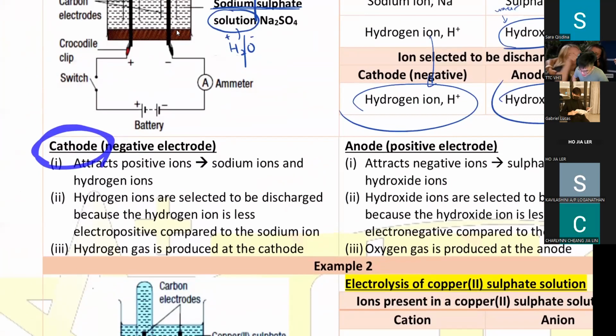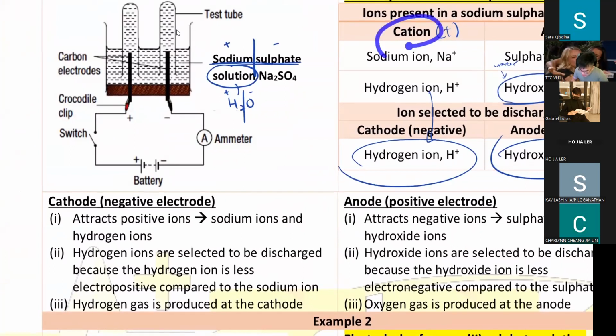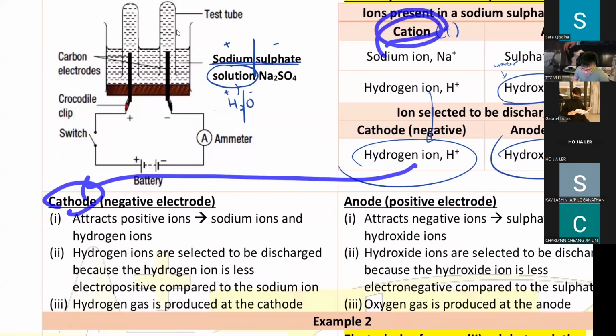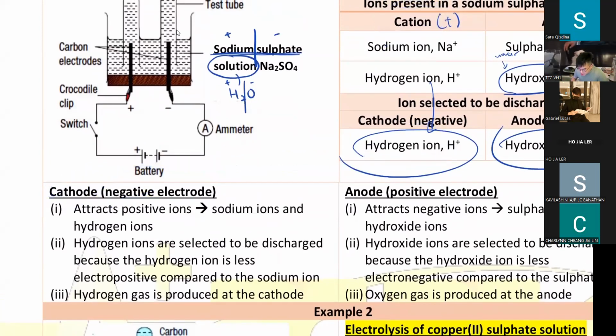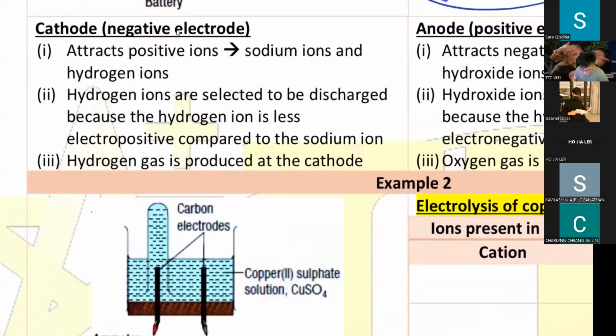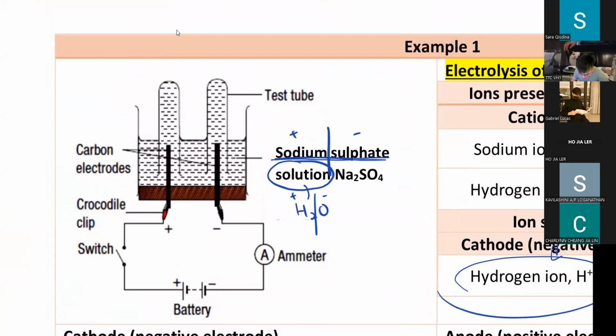So what do you see here? At the cathode, the negative terminal, this is the cation, positive, so they will go to the cathode. Hydrogen will be kicked out. So what will you see? Hydrogen gas is produced at the cathode. Hydrogen gas got kicked out because hydrogen is a gas. You should see bubbles here.